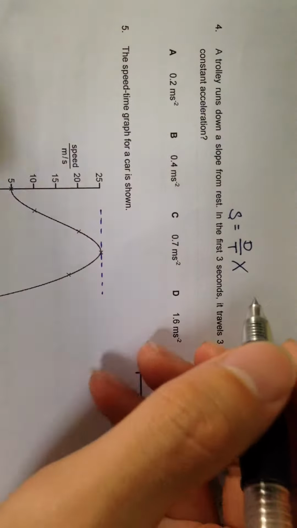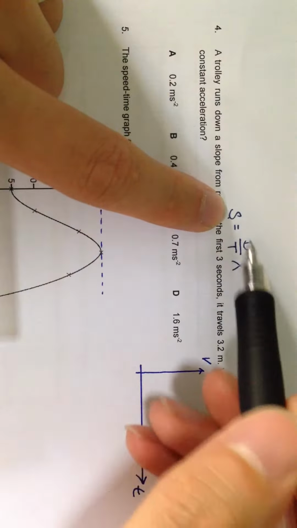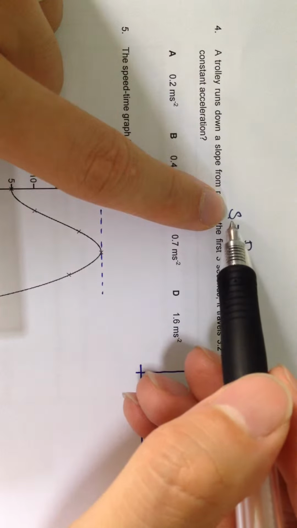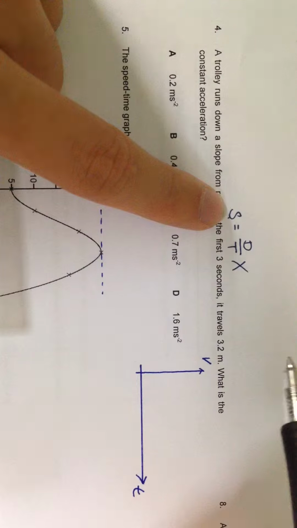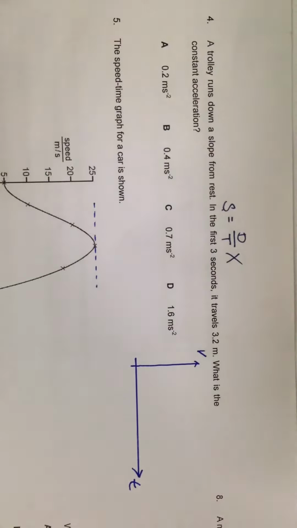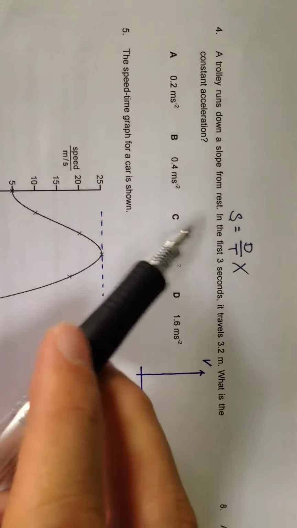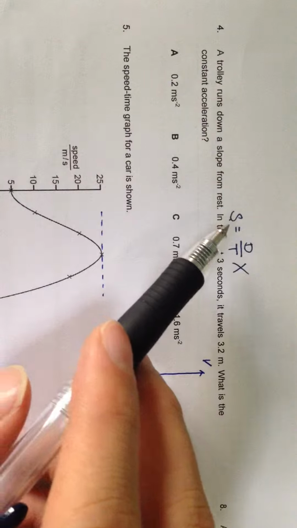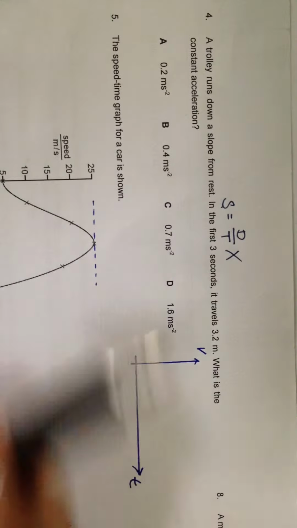What some students do is they take 3.2 divided by 3 and take this speed as the final speed. So they use this final speed minus the initial speed over the time, trying to find the acceleration, but it will give you the wrong answer. Because this formula is only applicable to constant speed, meaning the acceleration has to be 0. So you cannot use this.